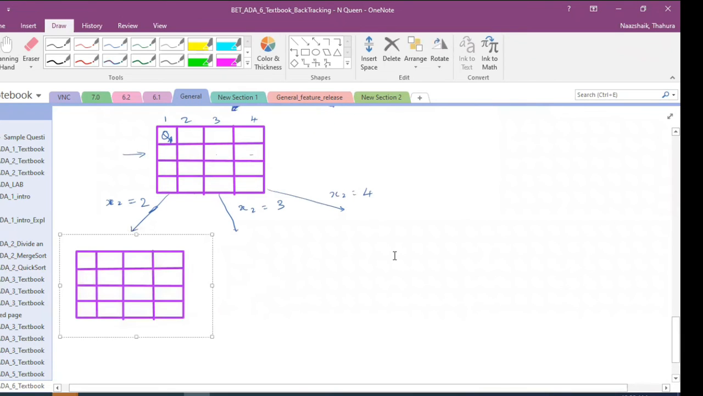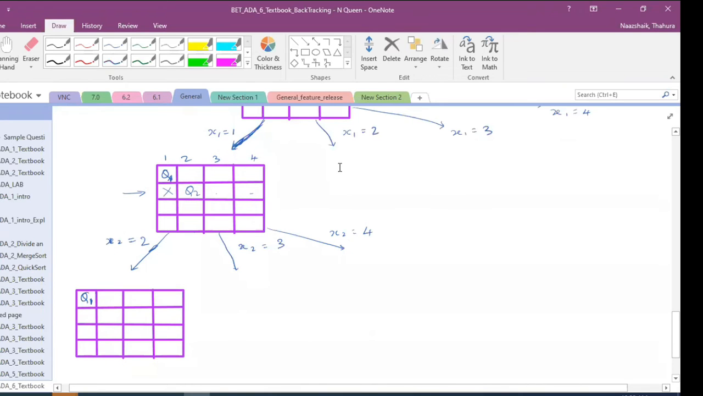What will happen? How will it look here? So Q1 will be here, and I'm going to place Q2. Sorry, one second. We said this is not possible. Is this possible? X2 as 2? Yes, ma'am. But it's violating, no? Diagonally it will hit.